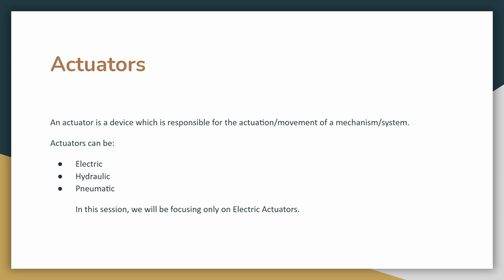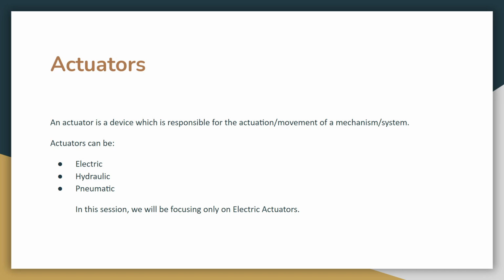Now, actuators. An actuator is basically a device responsible for the movement or actuation of a system or a mechanism, which is a pretty simple definition. There are various actuators which can be classified into electric, hydraulic, and pneumatic. But due to the lack of time, we will be focusing on electric actuators in this session. However, feel free to check out every type of actuator being used.